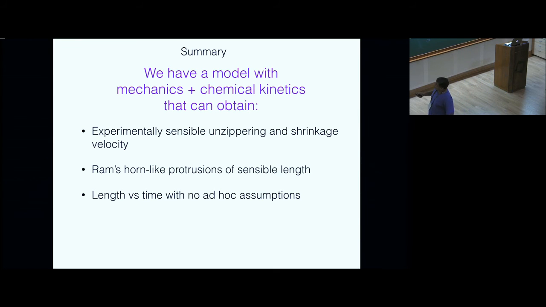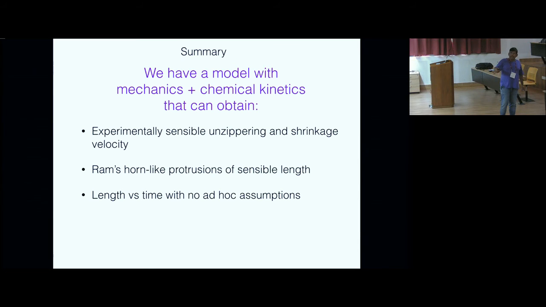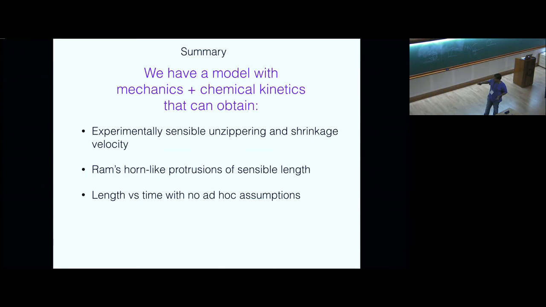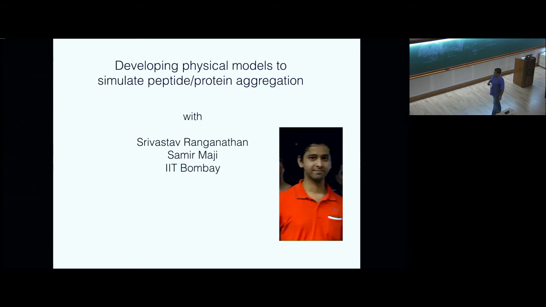So to summarize, we have a model with mechanics plus kinetics, which I haven't shown here, which is the depolymerization rate, which can obtain experimentally sensible unzippering and shrinkage velocity. We also calculated many other quantities, like the length of the curved region, and we get sensible results, like the average length of the curved region is something known in experiment. And when this depolymerization happens in the landscape that we discussed, the average length of the ram's horns is comparable to experiments, which is of the same order of magnitude, and the length versus time data also, with no ad hoc assumptions.